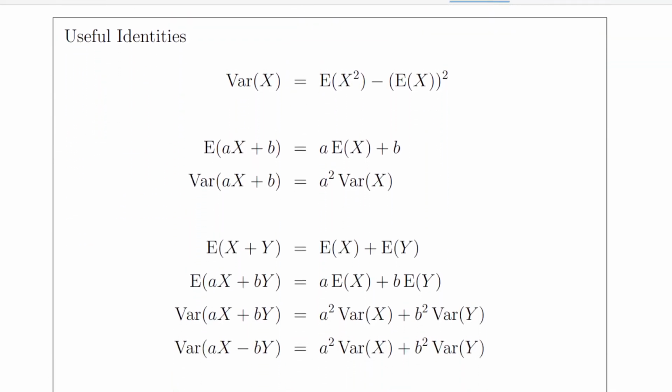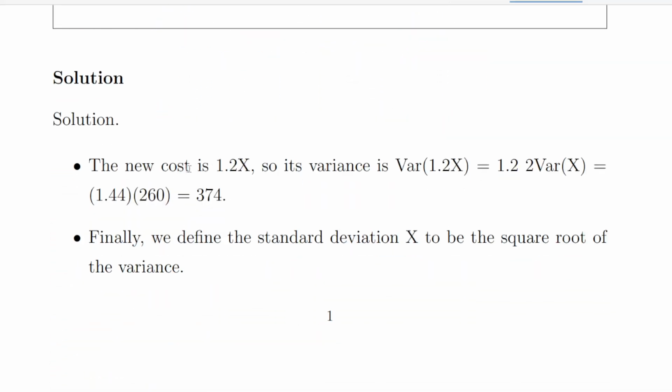Okay, so essentially this will make us rely on lots of the key identities associated with random variables. Specifically, it's actually these ones here. This is essentially all the stuff you have to learn when dealing with random variables, both combinations of random variables and just transformations of random variables. But essentially what we're going to do is rely on these two. Actually, specifically the second one of those two, the variance of ax plus b equals a squared times the variance of x. Okay, so the solution, the new cost of maintaining the car is 1.2x.